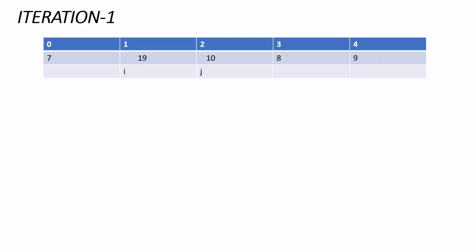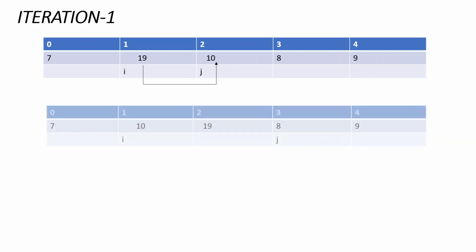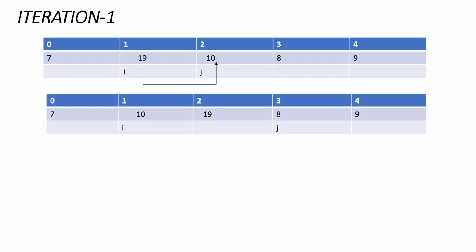Now again I have to check the same condition, whether the element at index i is greater than the element at index j or not. If the condition is true, I have to swap the elements at those particular indexes. Now let us compare the element at index 1 and the element at index 2. At index 1 the element is 19 and at index 2 the element is 10. Here 19 is greater than 10, so it satisfies the condition. Whenever the condition is satisfied, we have to swap those elements. After swapping, at index 1 the element is 10 and at index 2 the element is 19.